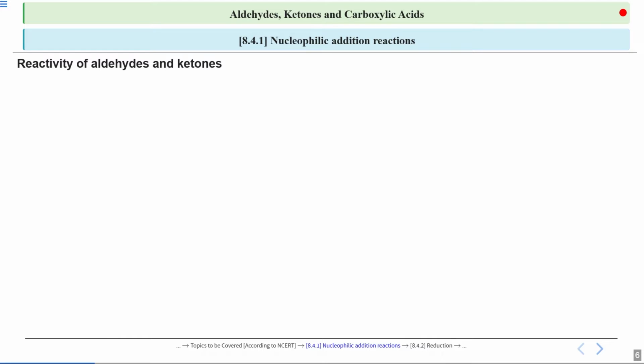Now we will talk about the reactivity of aldehydes and ketones. If I talk about the reactivity, then aldehydes are generally more reactive than ketones. Why? Can you think of the reason? Why is it so?